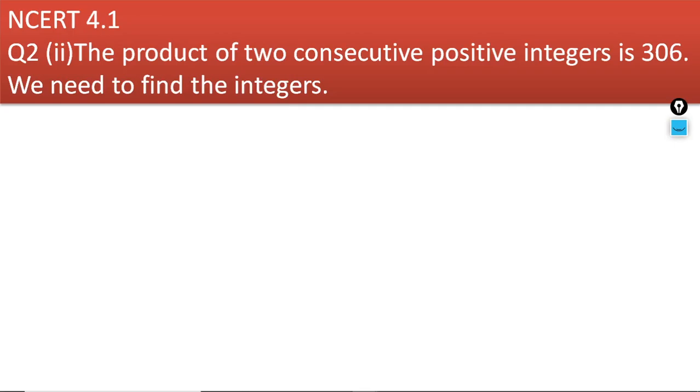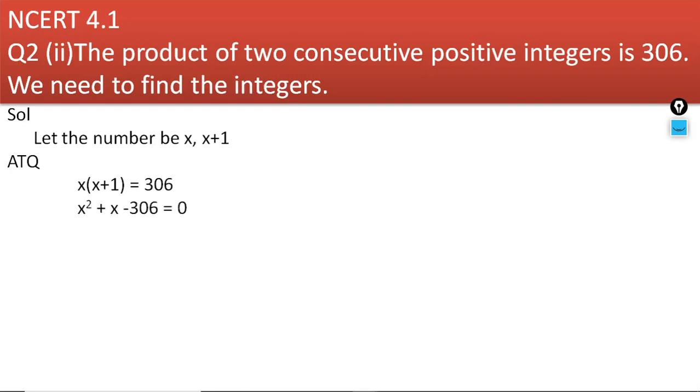In the first problem, the product of two consecutive positive integers is given as 306. We need to find these integers. So here we consider the positive integers to be x and x plus 1. In the question it is given that the product of these numbers is 306. So according to the question, x into x plus 1 is 306. When we multiply them, we get x square plus x, and shifting 306 to the left hand side, we get x square plus x minus 306 equals 0.